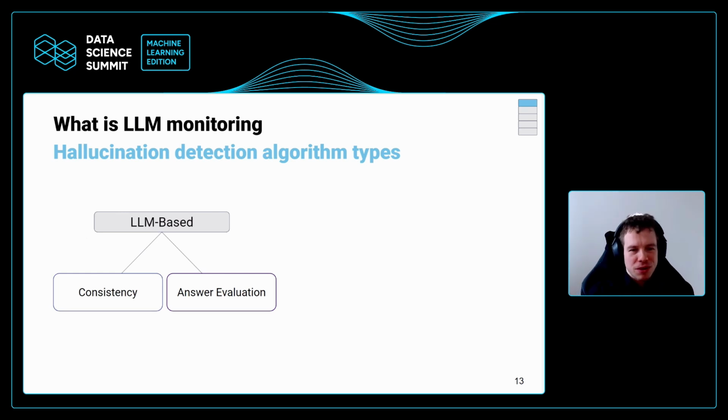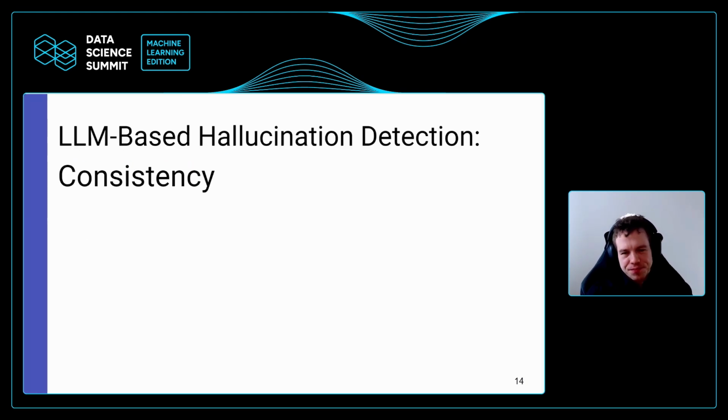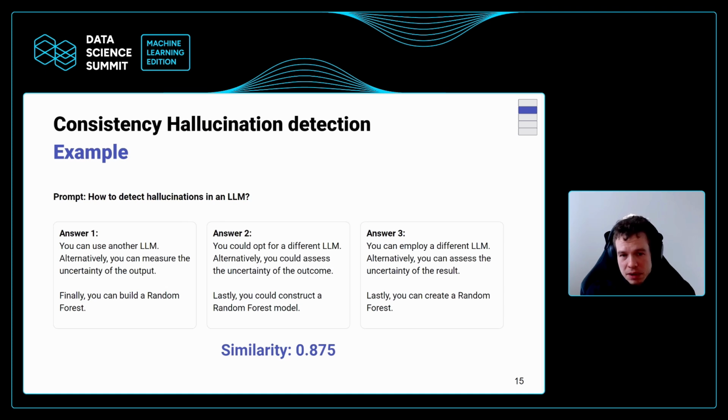So now let's focus on the first part, which is LLM, and we're going to be talking about consistency first. So let's start always with an example. I'm going to be giving always first the example, and then we're going to be delving deeper into the actual algorithm. So imagine that we have a prompt that says how to detect hallucinations in an LLM. And what we can do is we can ask an algorithm, an LLM, which is an algorithm actually, 3 times the same prompt and just vary, for example, the random seed, and we'll get 3 different answers.